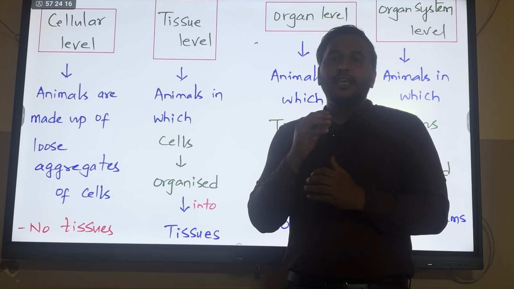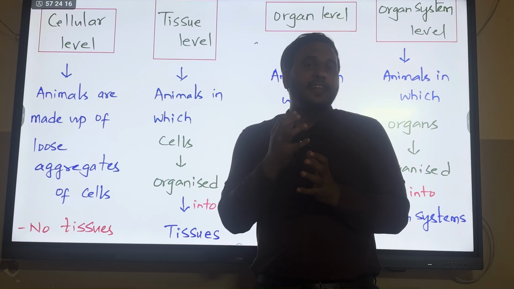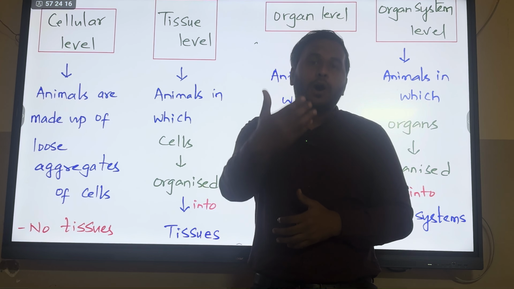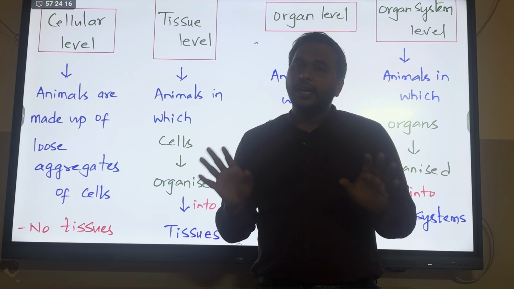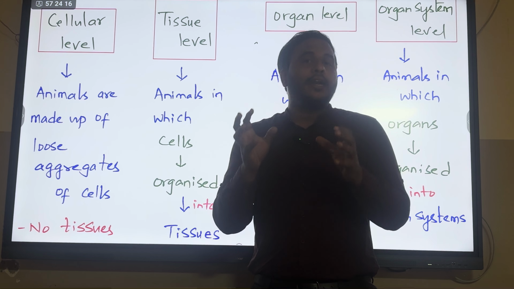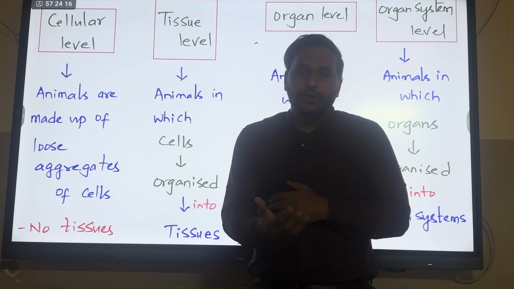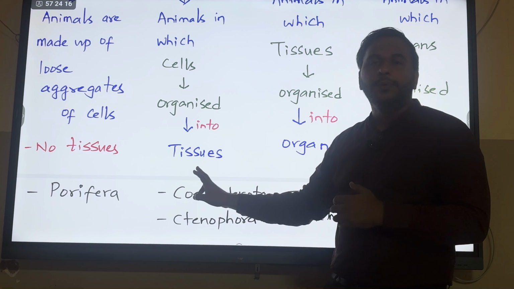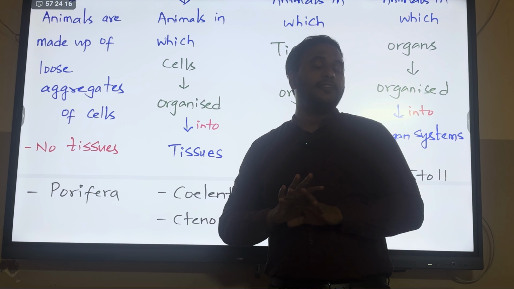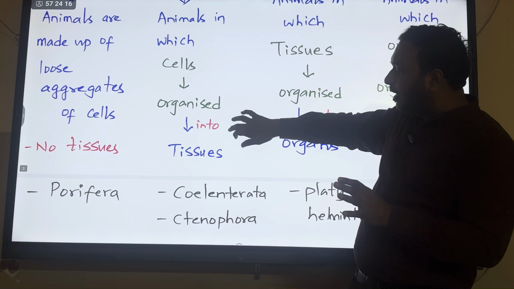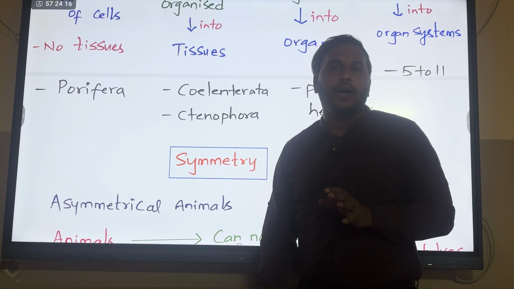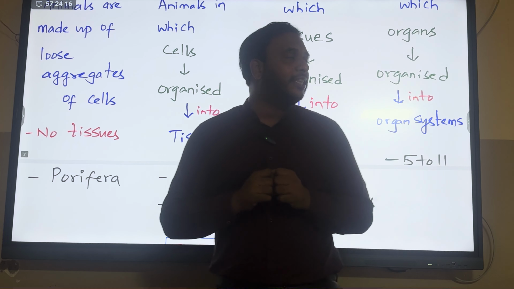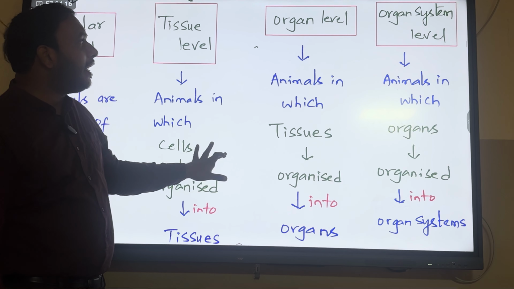Now the second level of organization is tissue level of organization. It means in these animals the cells which have similar structure and function will be organized to form tissues, but you will not find any organs. So animals in which cells are organized into tissues have no organs, no organ systems. The second phylum Coelenterata and the third phylum Ctenophora are the two phyla which show this tissue level of organization.